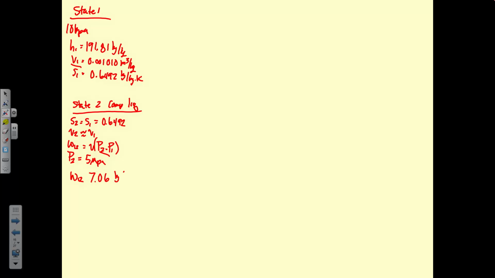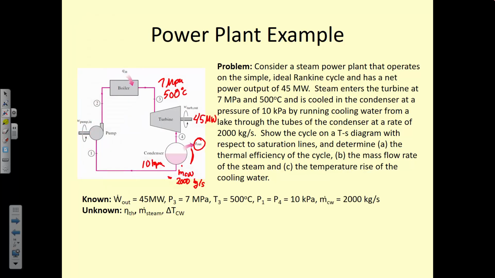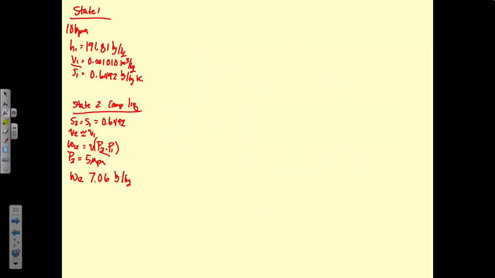7.06 kilojoules per kilogram. How did you find P2? P2 is given in the problem, it's 7 megapascals, or 7,000 kilopascals.